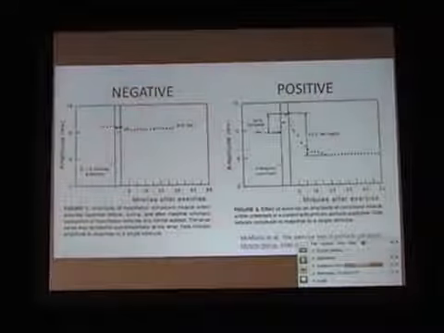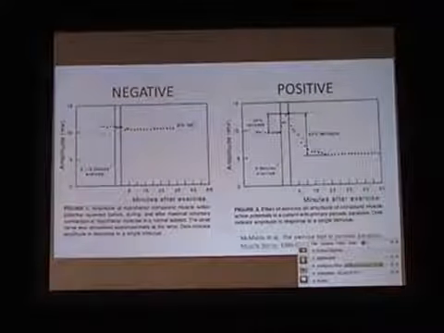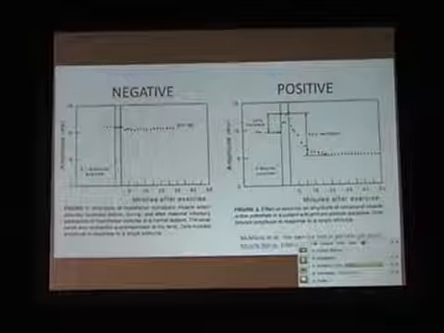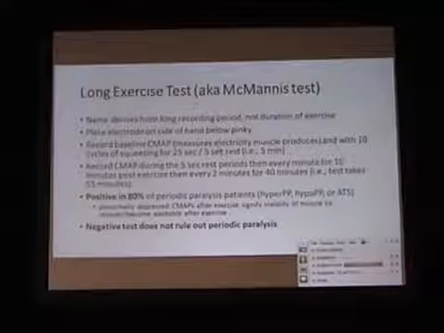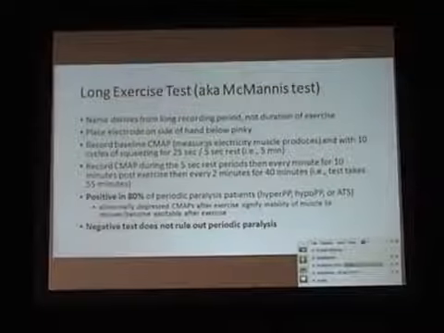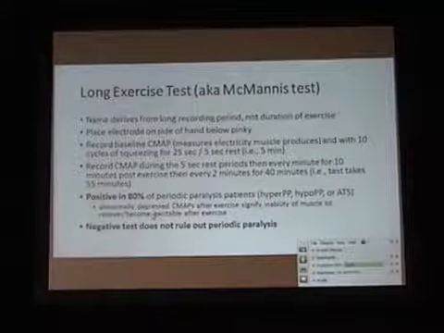And so a negative test, the readout would be a line like this. A positive, you'd see this decrement. They call it some decrease in the voltage readout over time. And they call it the long exercise test because it takes a long time. It's not that you're exercising for a long time. It's just the test is like an hour.